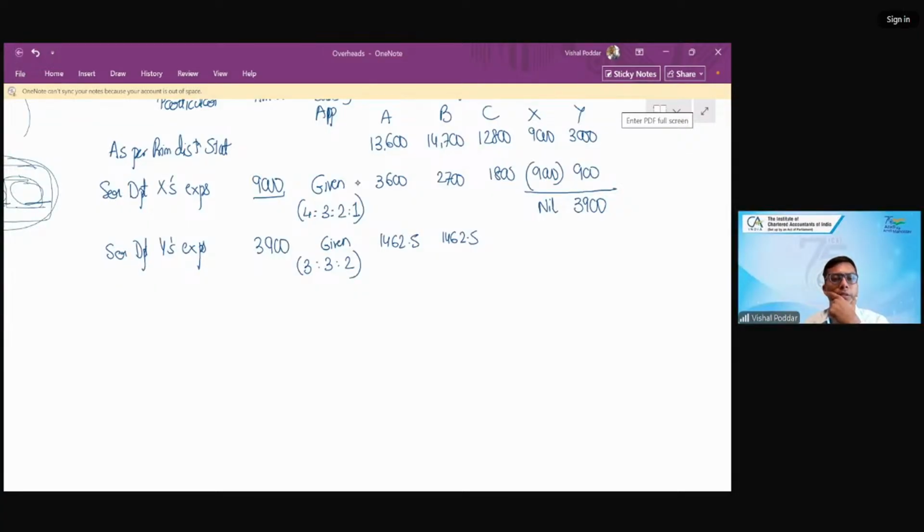Wow, Jaya has even given me the totals. Perfect, everyone. So this is 975. Now we are giving nothing to X, and this 3,900 has to be subtracted. Now I'll get total overheads.